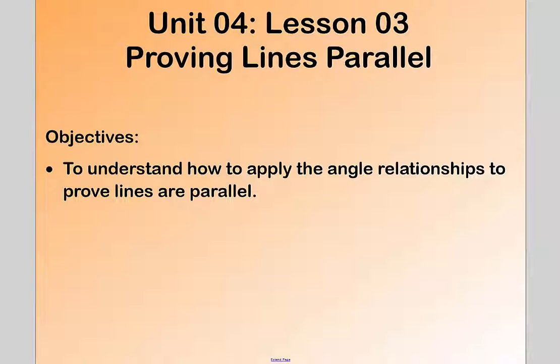So your lesson for today is lesson 3, proving lines parallel. And we're going to talk about applying the angle relationships to prove that lines are parallel. If at any point throughout this video you need to pause in order to get all the notes down, that's not a problem. Remember that you should pause to get the notes down.